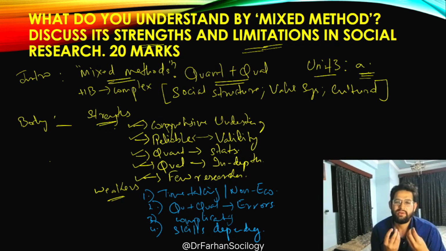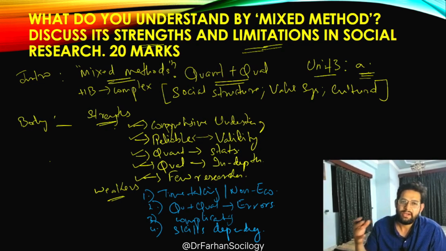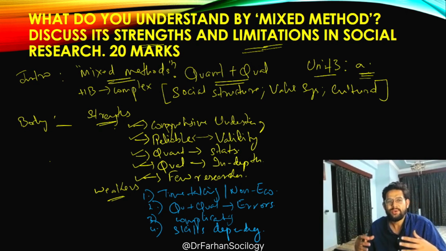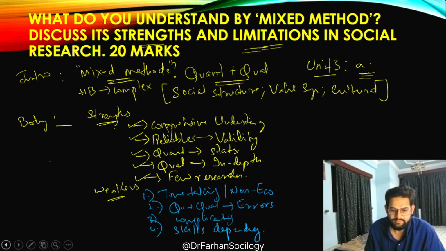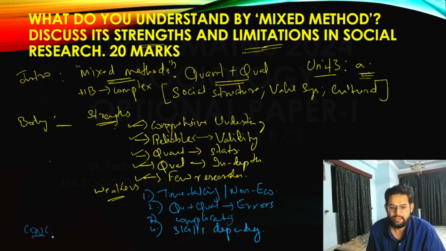For example, some researchers might be good with quantitative methods, some might be good with qualitative. So you are not going to find somebody who can handle both of them easily. So it's a dependency on higher skills. It's a complicated phenomenon. A methodological merger is going to create a lot of errors as well. It's time-taking. It is non-economical. So here, in the end, you can write a nice conclusion.